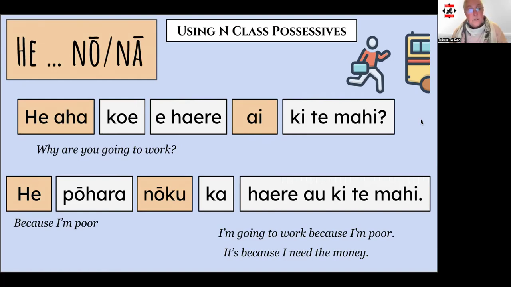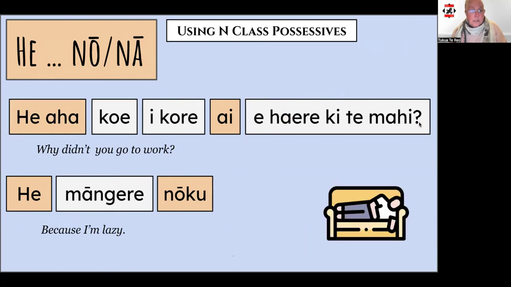You'll notice that I haven't used I in the answer this time, and it's because when we're using ka in these types of rerepūtake, we don't need to add the kupu I. Here's an example now using the Whakakāhore question structure. He aha koe I kore ai e haere ki te mahi. Why didn't you go to work? And the answer, he mangere nōku, because I'm lazy.